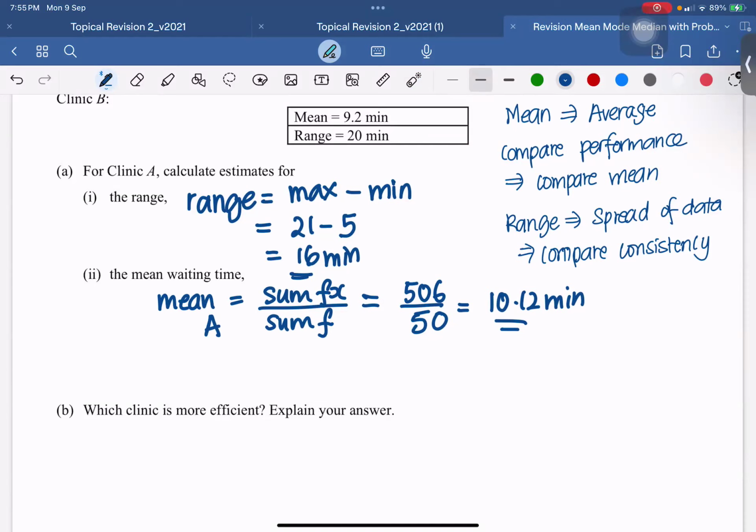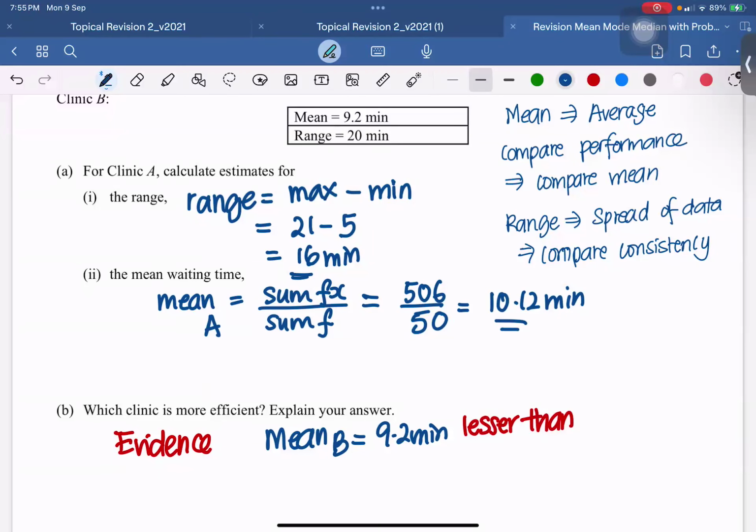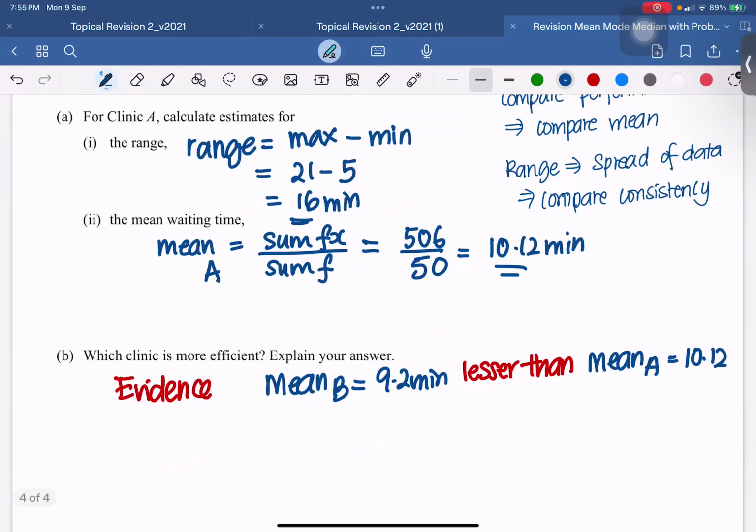How do we write this? We must give the evidence first, right? Quote the number. So it'll be: the mean of clinic B is 9.2 minutes, which is lesser than the mean of clinic A, which is 10.12 minutes. Right? So if this is the case, which clinic is more efficient, then you write your conclusion.